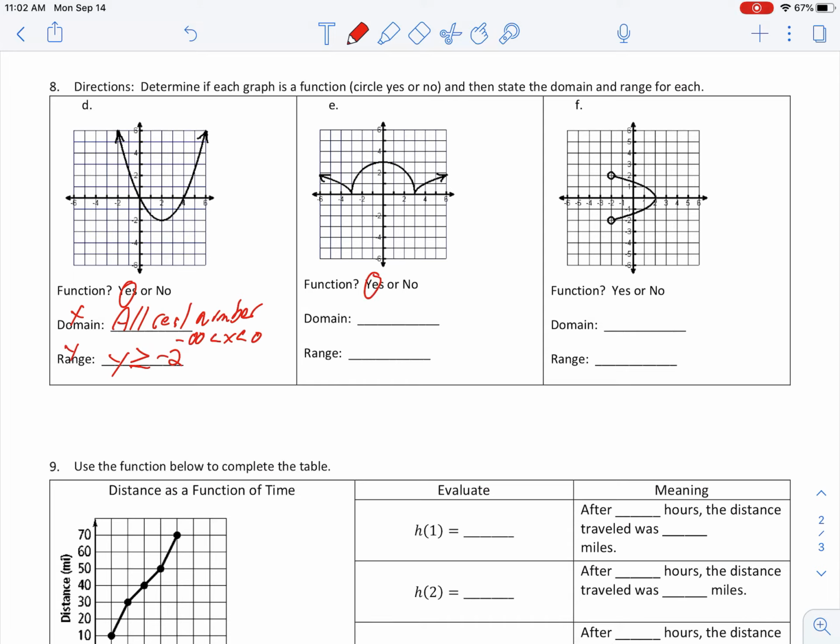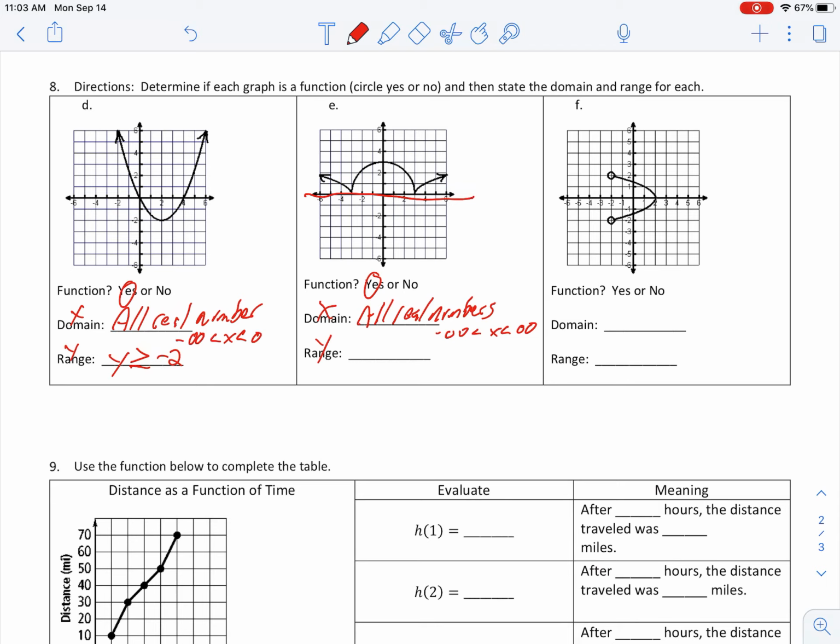Letter E, it is a function. Passes the vertical line test. And right then, for the domain, okay, it looks like we have bookends, again, left and right bookends, but the arrow punches right through there and it continues to do that forever. So all real numbers again. And that is going to be from -infinity to +infinity, okay?